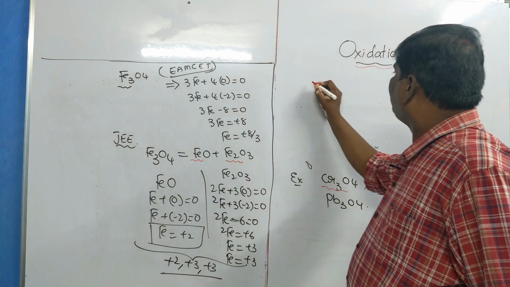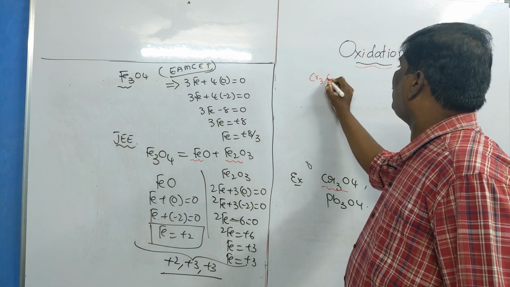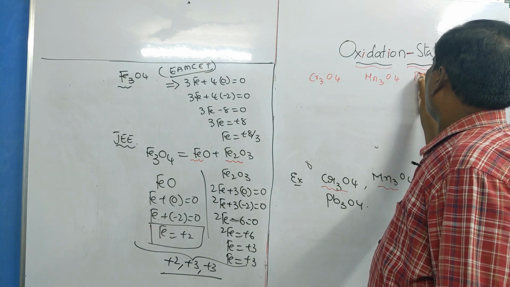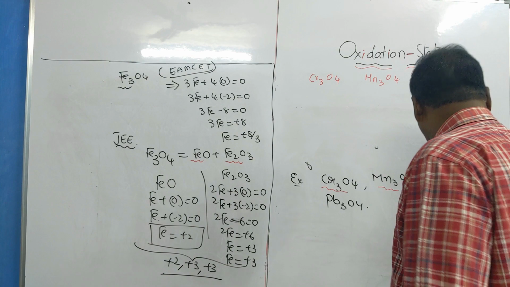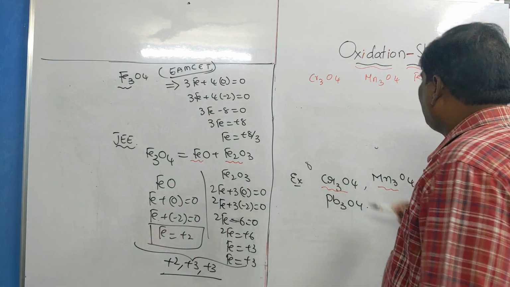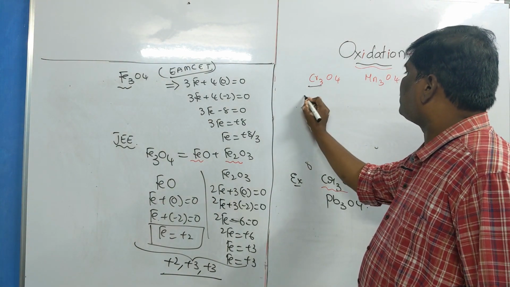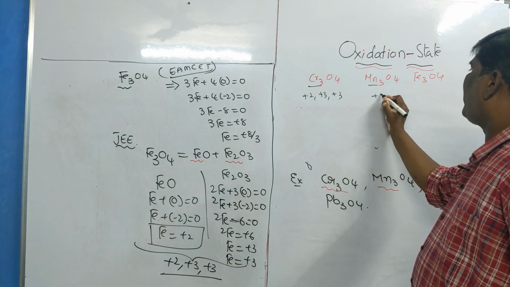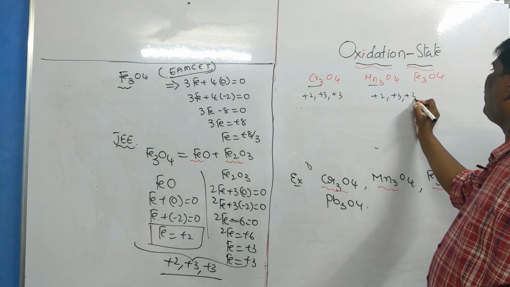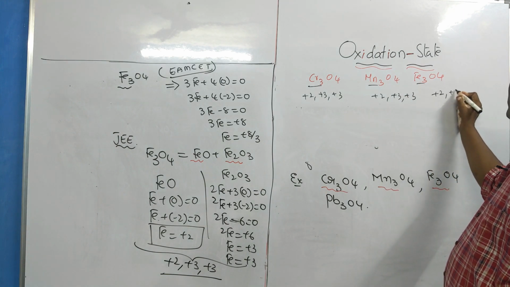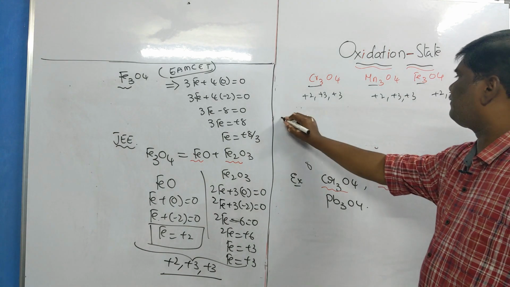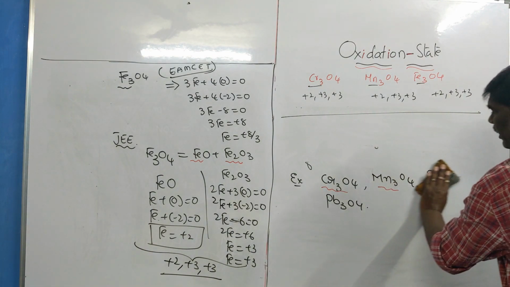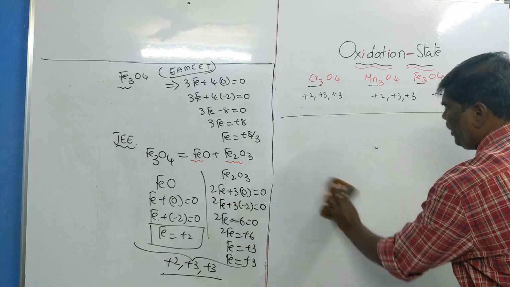For Cr3O4, for Mn3O4, for Fe3O4, the oxidation states of the elements are plus 2, plus 3, plus 3 for each one. So, clear. Now, the special case is, what about Pb3O4?